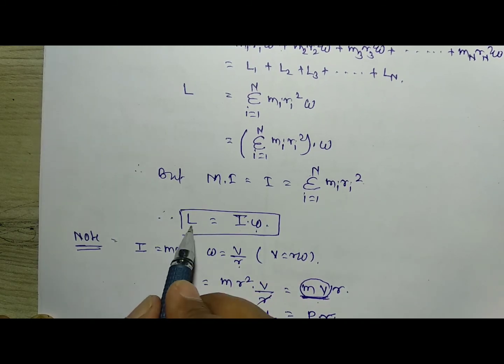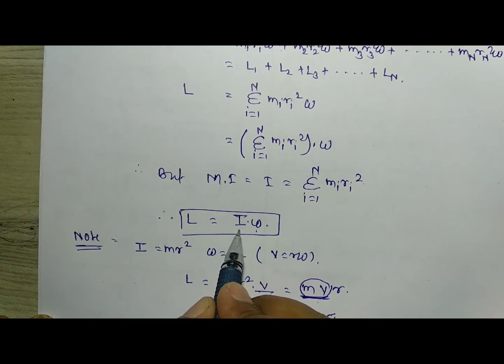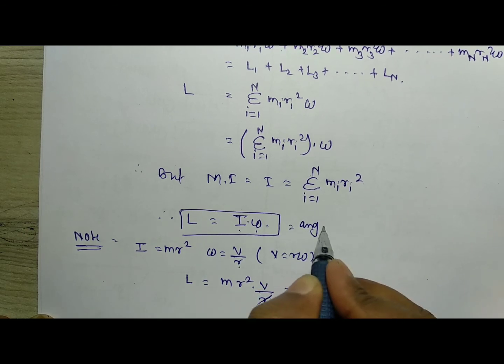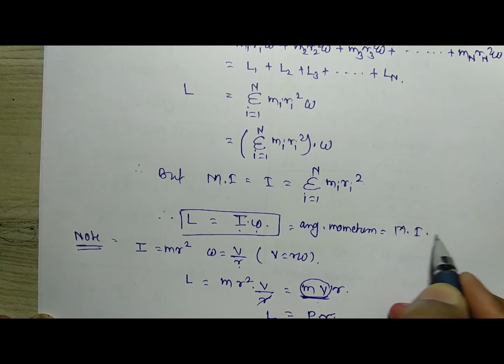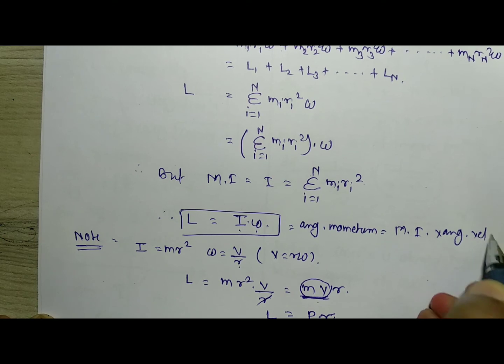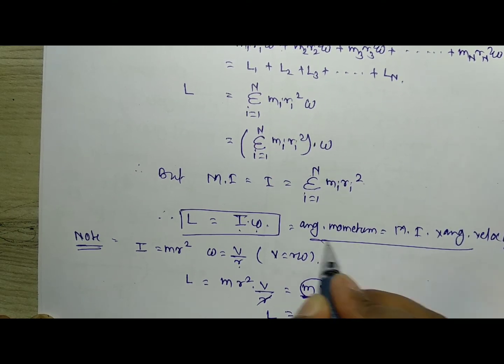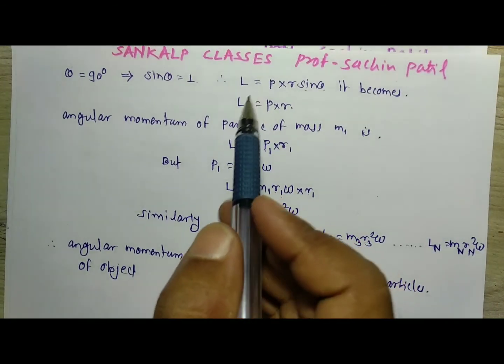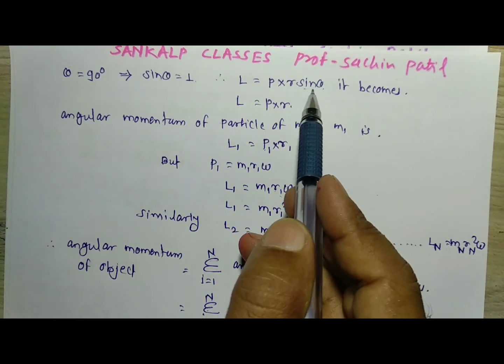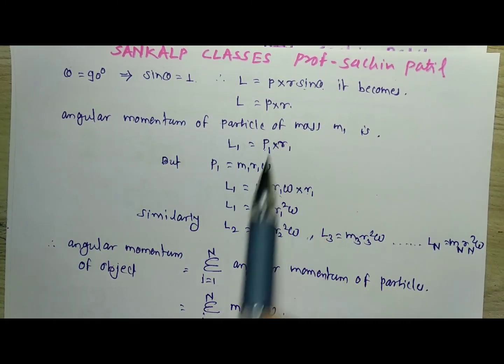So L is equal to I into omega is the angular momentum in terms of moment of inertia. That is, angular momentum is equal to moment of inertia into angular velocity. This is your expression in words. When we put I is equal to m r square and omega is equal to v divided by r inside the equation, you get L is equal to P into R, which is already known to you. L is equal to P into R into sin theta, where sin theta is equal to 1, so you get L is equal to P into R.